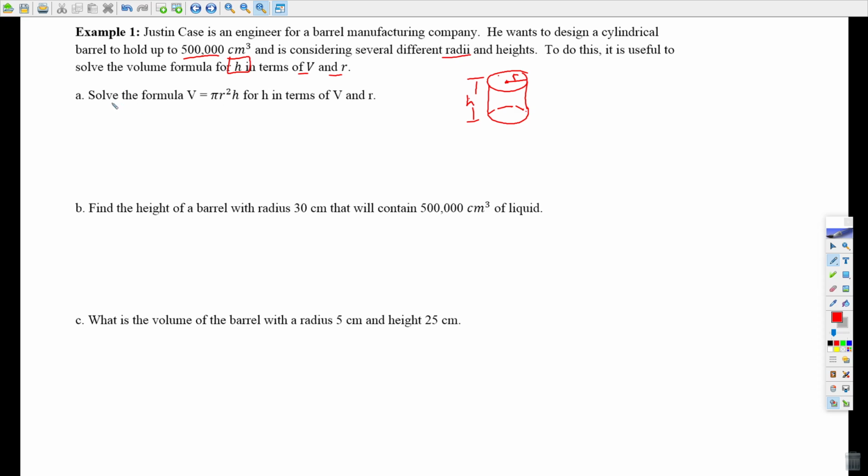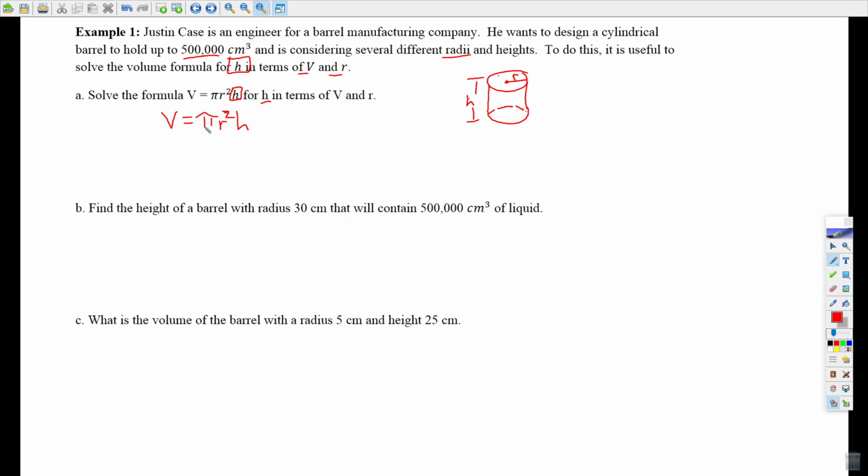So we're going to solve part A: solve the formula V equals pi r squared h for h, get it by itself in terms of V and R. So we're trying to get h all by itself. How do we do that? Well, let's copy down the formula first. V equals pi r squared h. This formula is actually the volume for a cylinder, or a barrel in this case. Let's rewrite that here. How do we get h by itself?